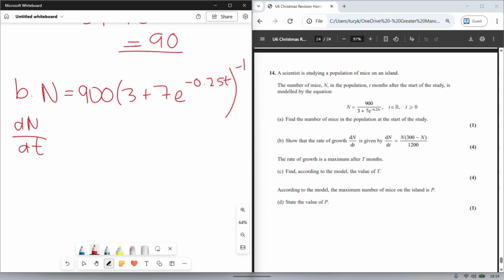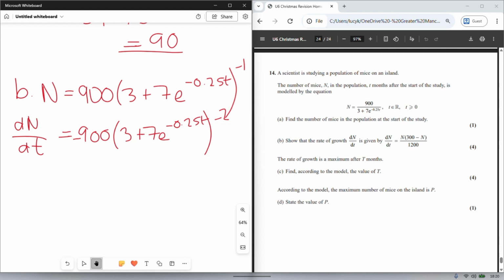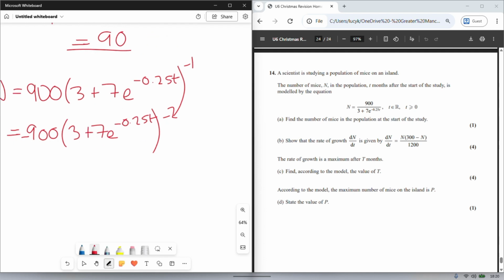So we're going to use the chain rule to differentiate that. The 900 bit is just going to stay as 900. Then the bracket, we're going to bring that power down, so that's going to become a minus 900 and reduce the power by 1, so that'll be 3 plus 7e to the minus 0.25t, to the power of minus 2. So we end up with that, and then I have to multiply that by the bit inside the bracket differentiated. So let's do that.